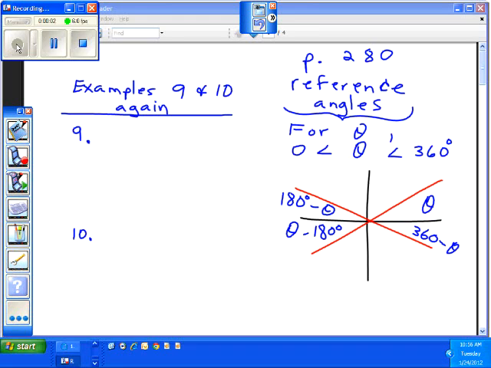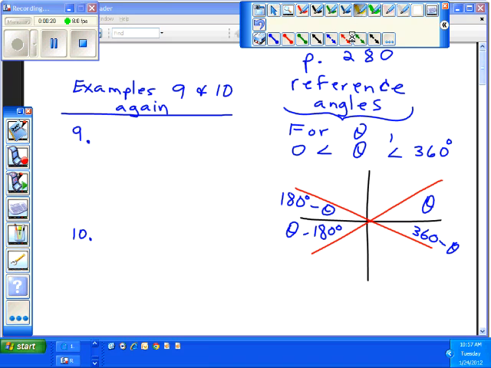I'm going to take just a moment to go over number 9 and 10 again and explain some things. There were some questions at the end of the last video, and it kind of left us seeming confused. What we need to do is go back and think about those formulas.